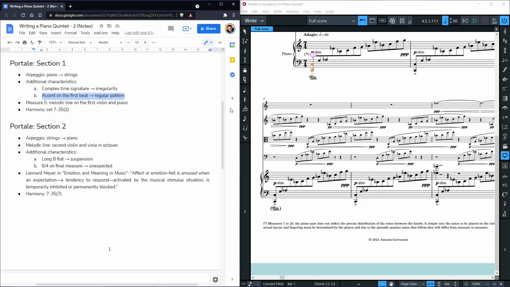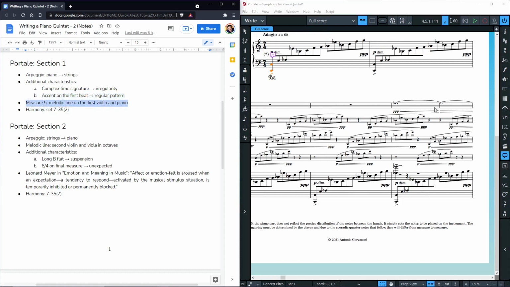So, similar is fine. What we want to avoid is strict imitation. Returning to my piece, in measure 5, the first violin enters playing very long notes, doubled by the piano, which only accentuates the beginning of each note.